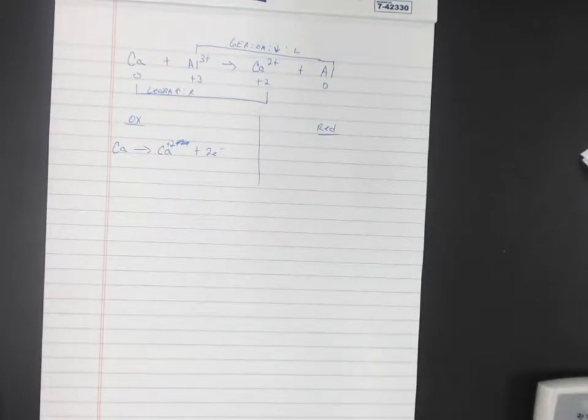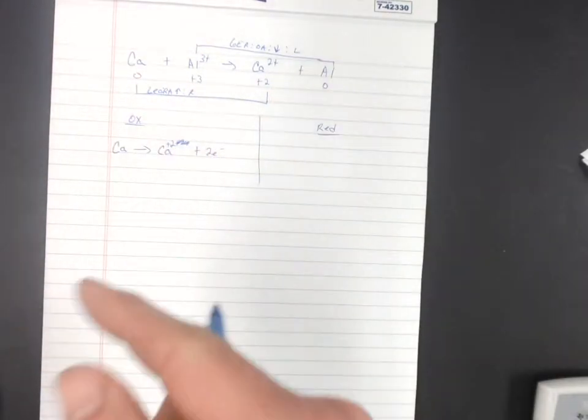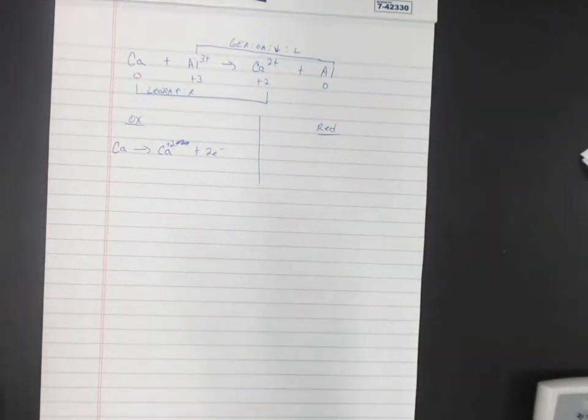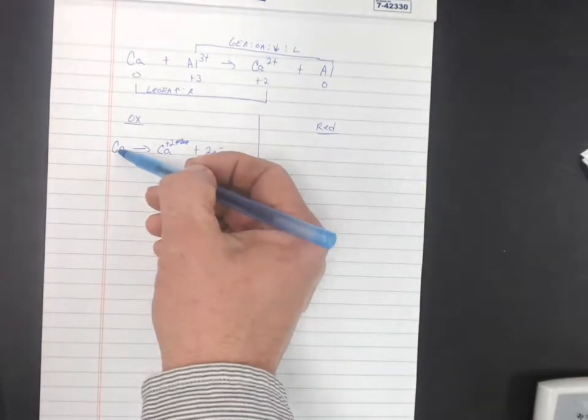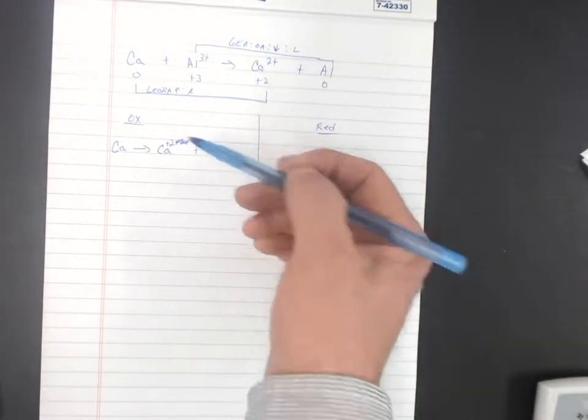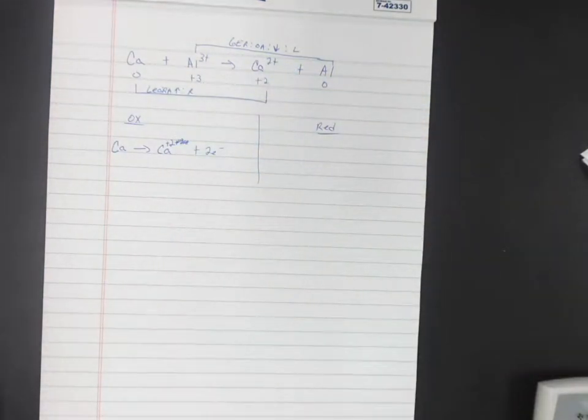Does everyone see how you use your brackets to get that? You know that you go from Ca over to Ca2+, and she did this correctly by putting the electrons on the right because of it being an oxidation half reaction. Loss of electrons is oxidation.